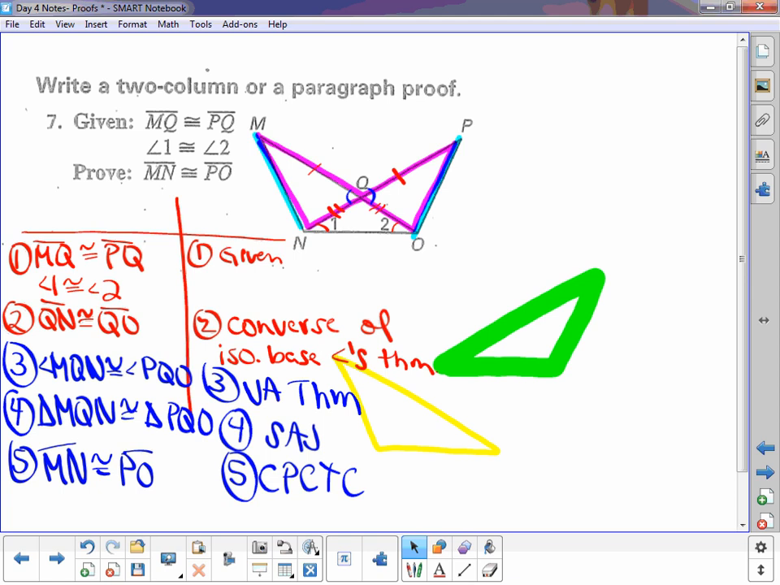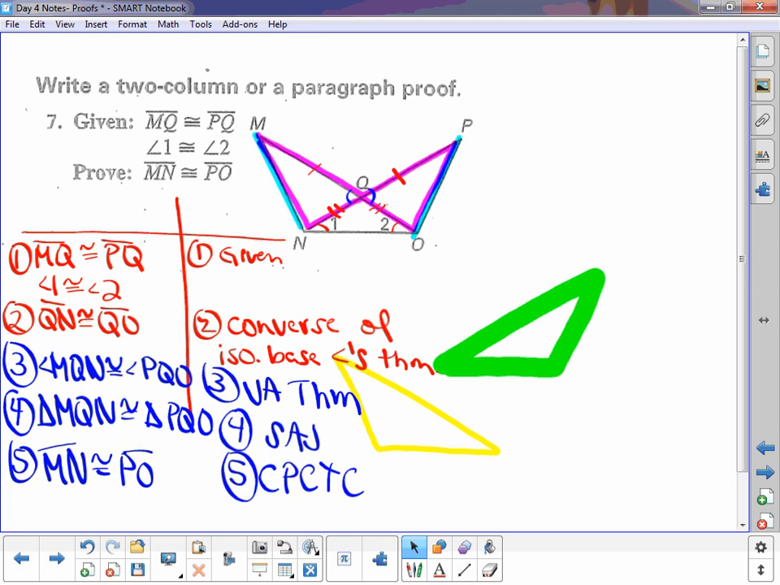Alright, so that's the way that we could use that. We could have gone down the road of showing the overlapping triangles congruent, but we would have had to say reflexive property with NO, as well as segment addition postulate with MQ and QO. So definitely easier to do those triangles. Any questions with that?